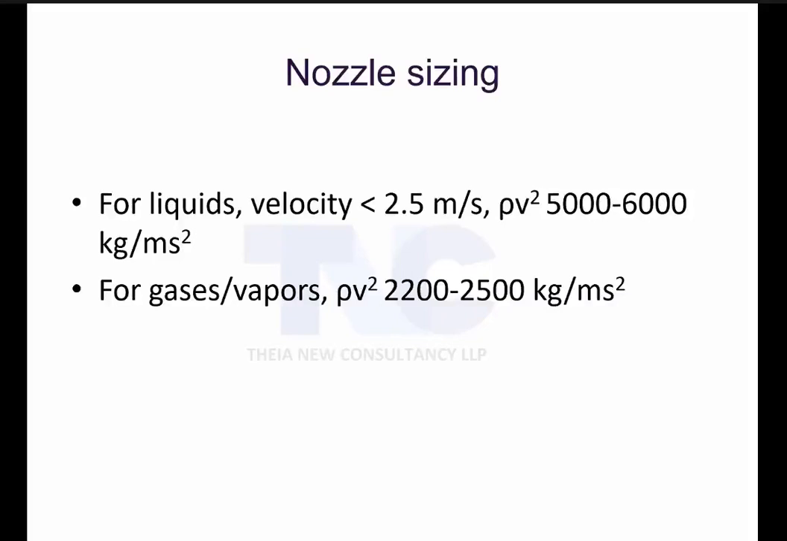Rho V squared 5000 to 6000. This is standard. For gas, it can be 2200 to 2500.